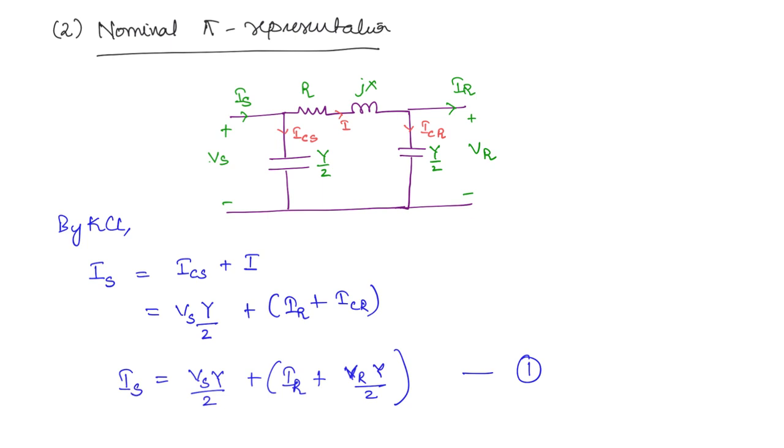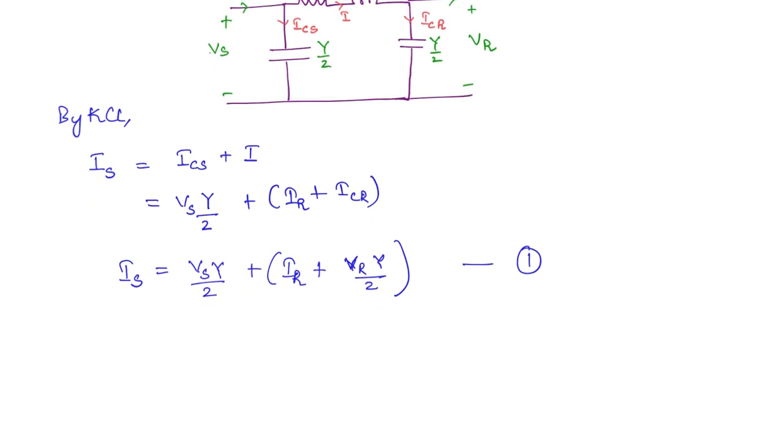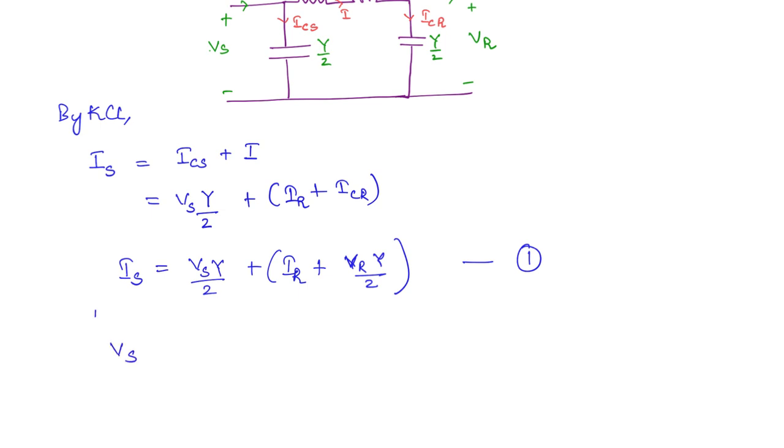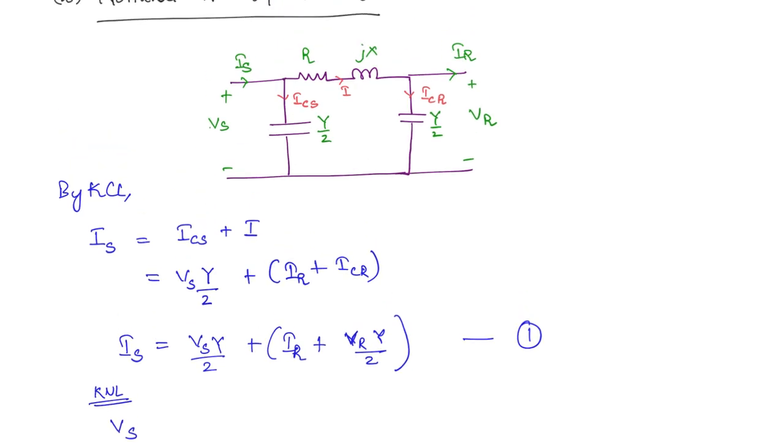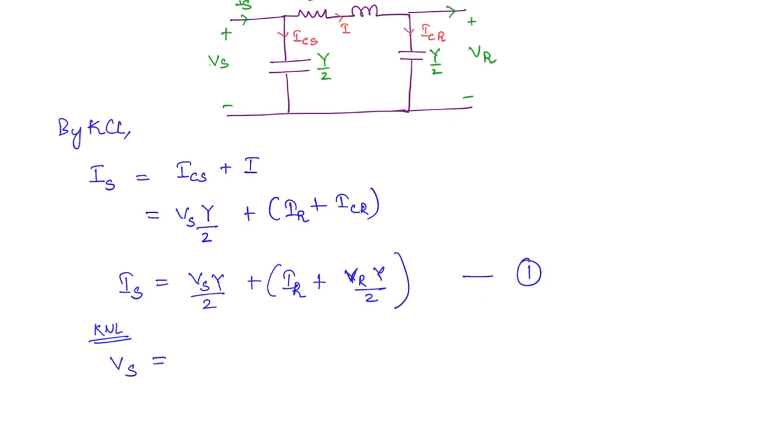Now what we want is to express this in terms of VR and IR. So we will see what Vs is. If you apply KVL across this loop, what is it going to be? Here Vs will be across this. It is equal to the drop across this plus the receiving end voltage. So Vs is equal to Iz plus VR.